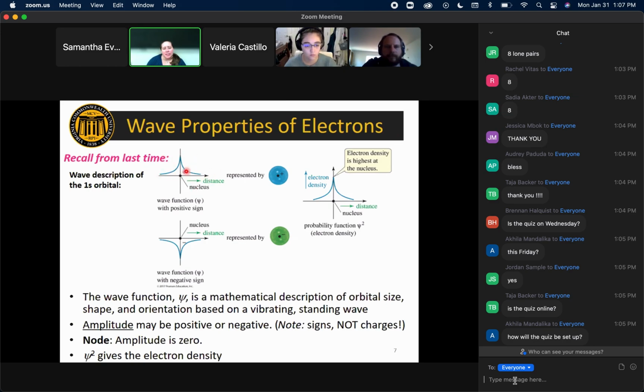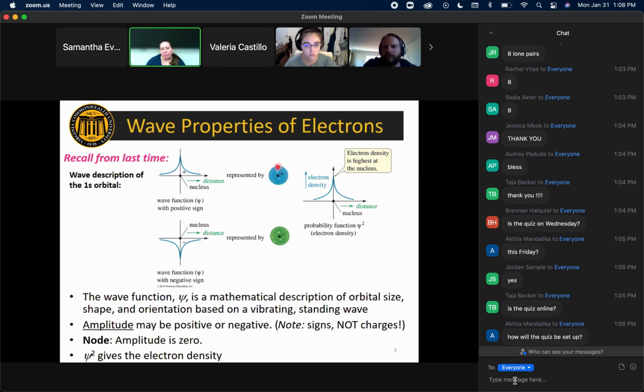So we talked about this amplitude of the wave function, but it turns out that this wave function can exist as a positive version of itself or a negative version of itself. And now we're talking about the sign of the amplitude of the wave function, not the actual charge. We're not talking about a charge at all. We're talking about a mathematical sign.